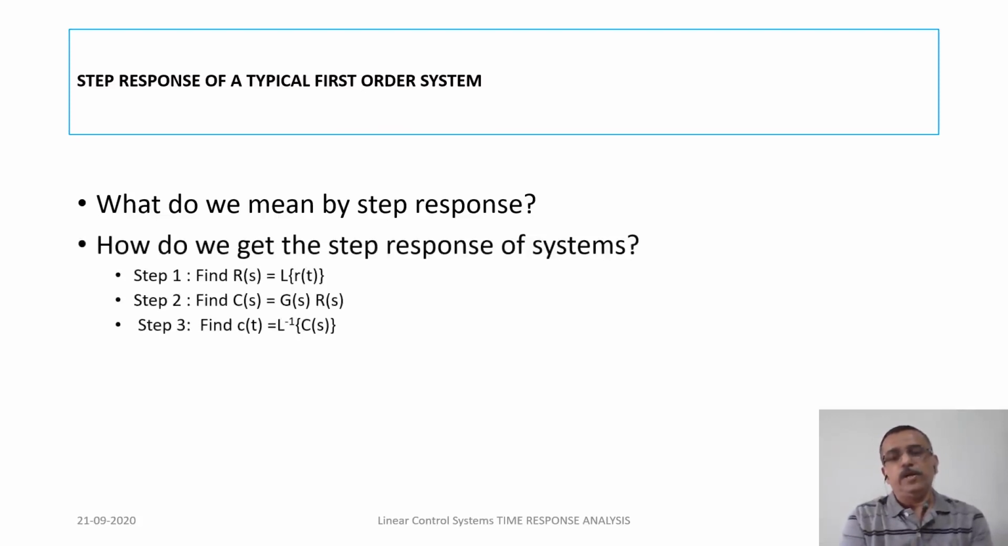So we know the steps. I am repeating it again. You know r(t), you find R(s). Then you find C(s). Once you know C(s), you take the inverse Laplace transform of C(s), you will get c(t). I want all of you to be very clear on this. So let us go to the next slide.